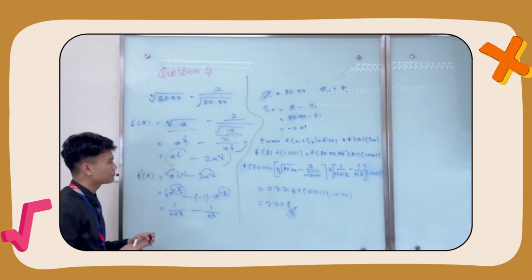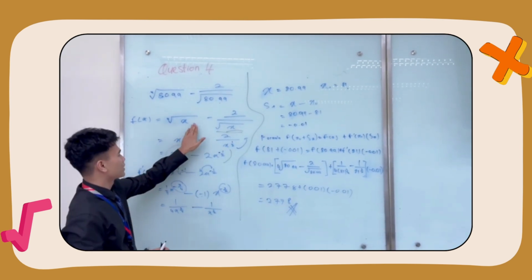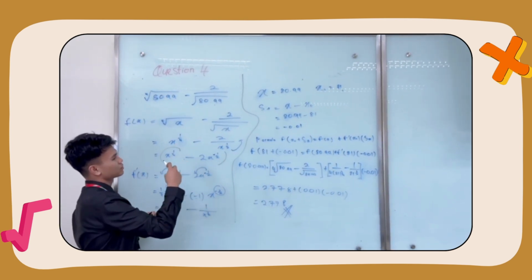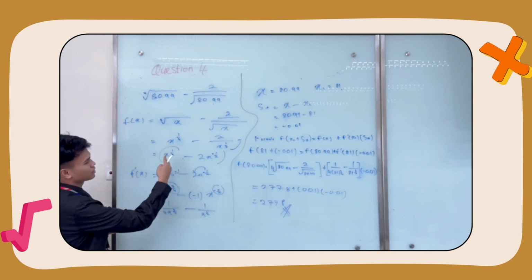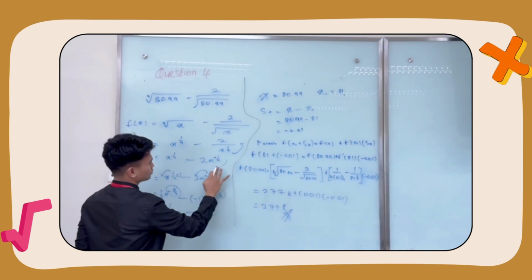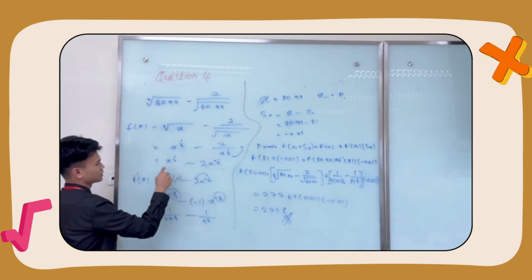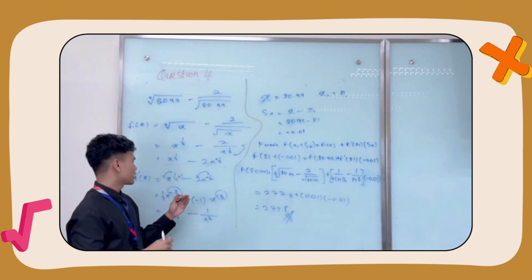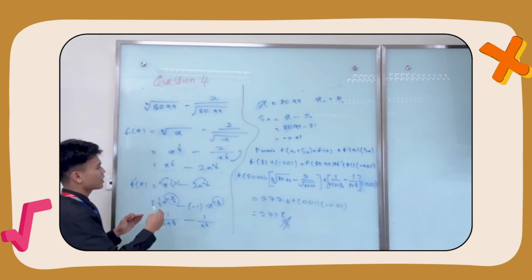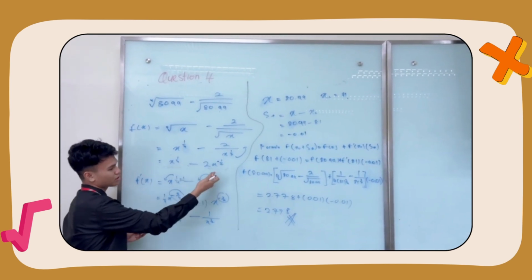Okay, after that, we can differentiate it. So after we differentiate it, we get this answer. Okay, this is the answer. After that, we need to find the f prime x, which is from this equation.